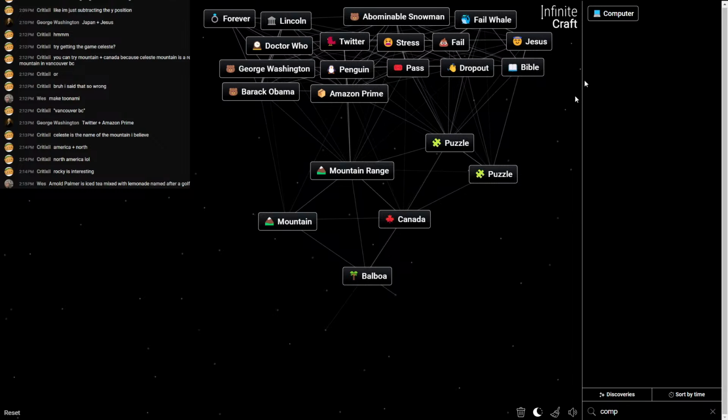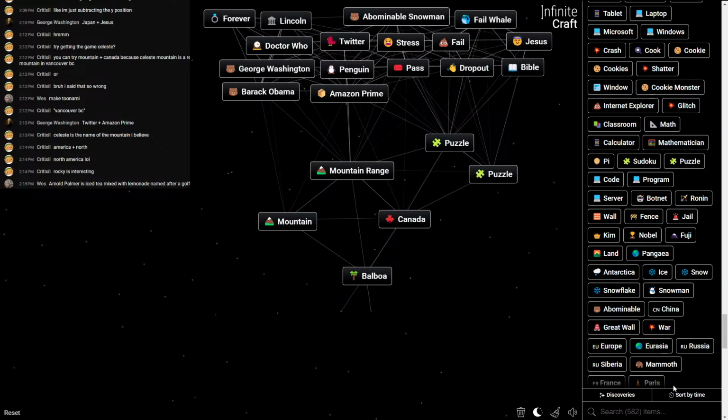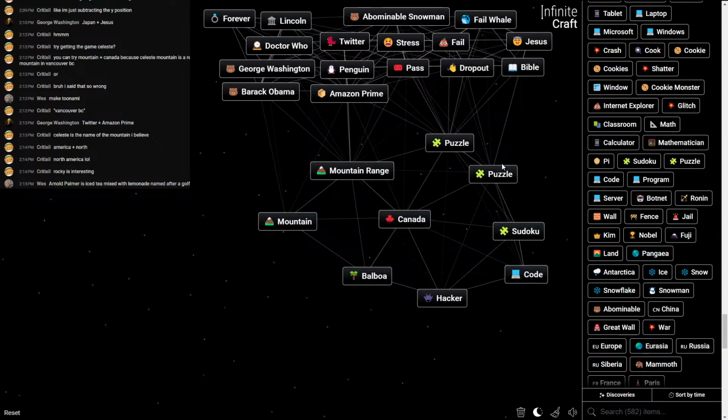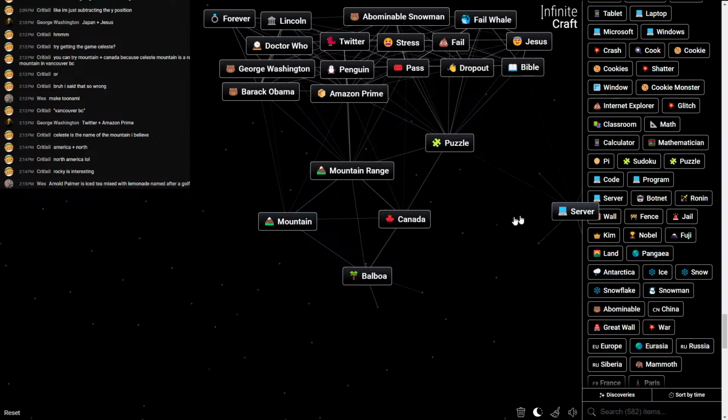Puzzle and computer might be game. Let's see. Puzzle and laptop? Man, it just goes back to hacker. Maybe Sudoku and computer? Unfortunate.